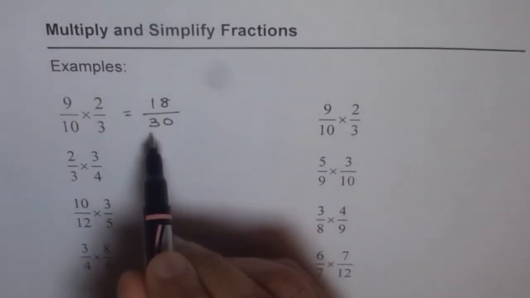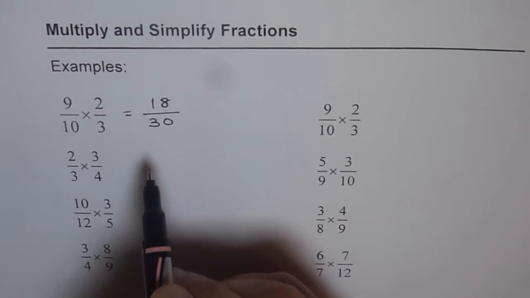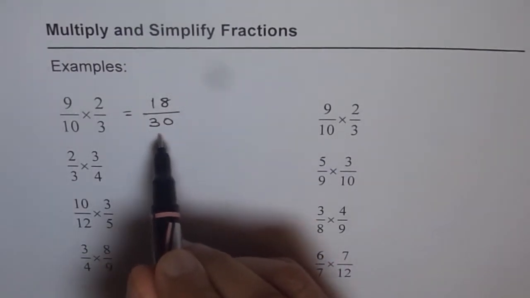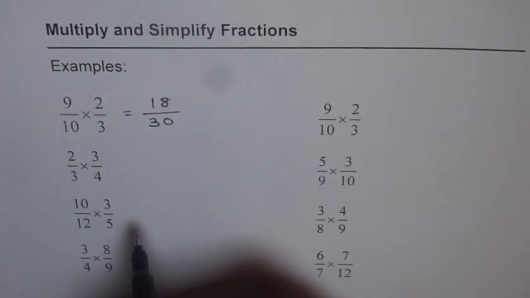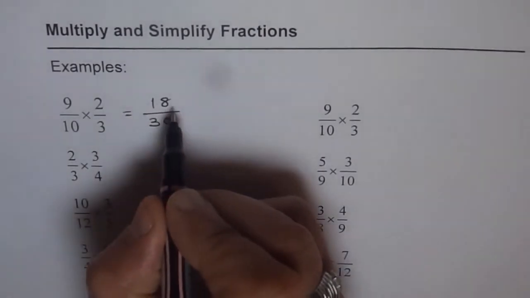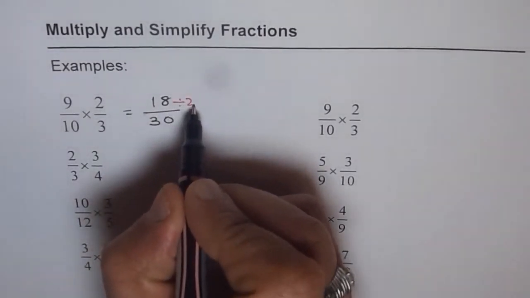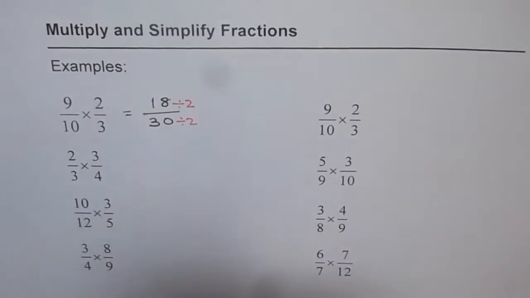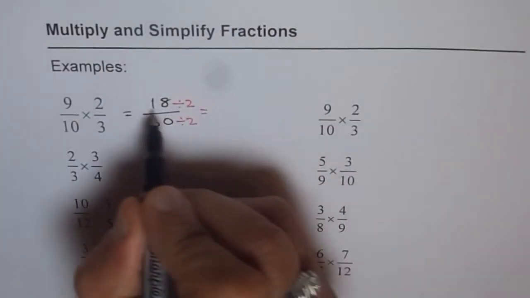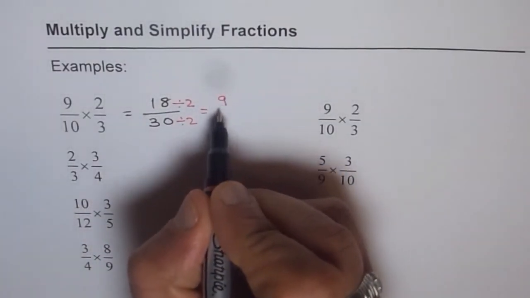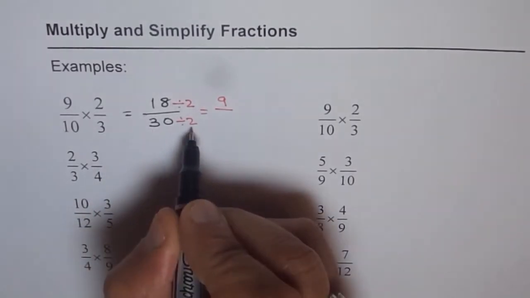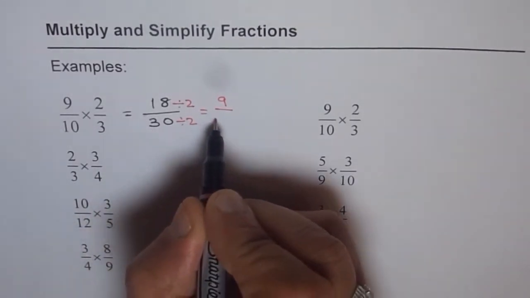Well, 18 and 30 can also divide by 6, right? 6 times 3 is 18 and 6 times 5 is 30. But that may not be so easy. So let's do it in steps of 2. So let us first divide by 2. If I divide by 2 both, what do I get? I get 18 divided by 2 as 9 and 30 divided by 2 as 15.